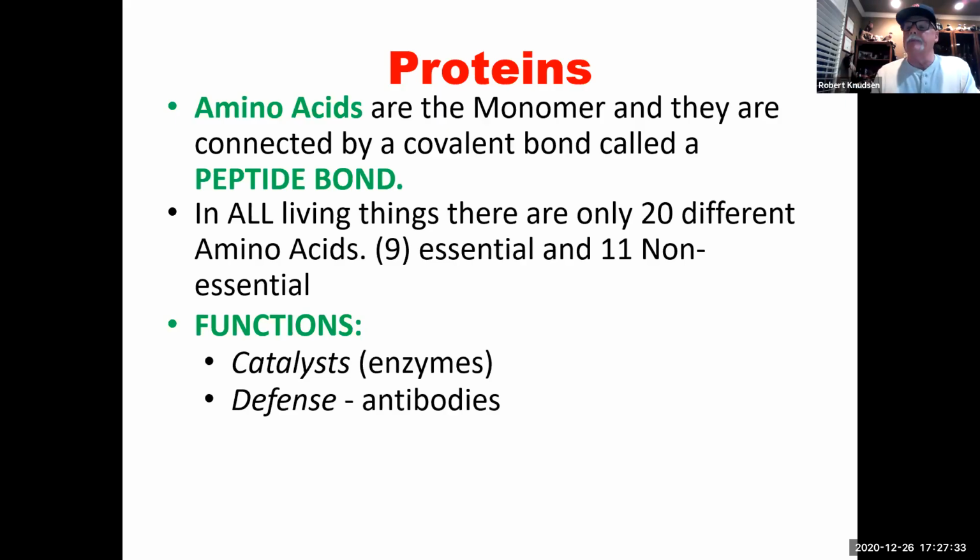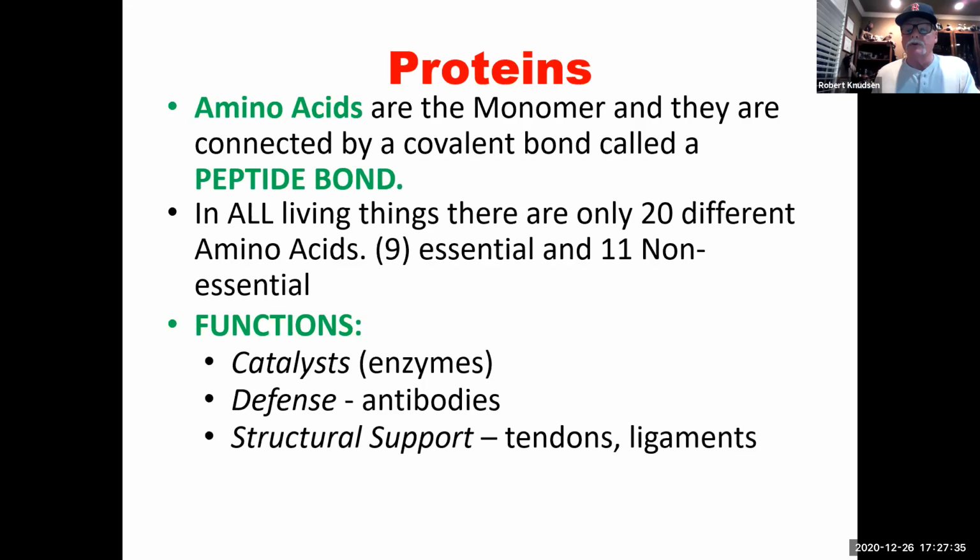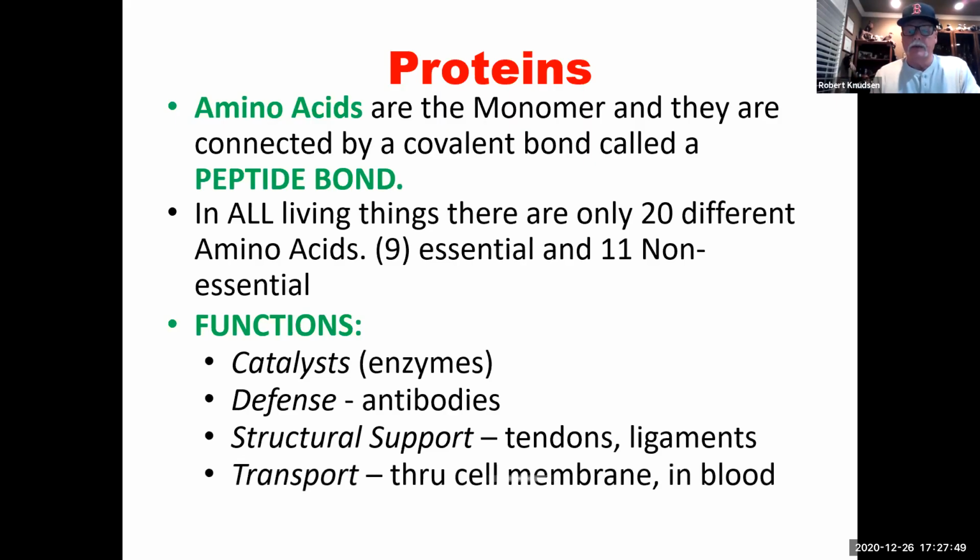You understand? Antibodies are proteins. Structural and support proteins: tendons, ligaments, fingernails, hair. I always go like this with hair, and then I realize, oops, hair. Okay? Those are all proteins. Those are called structural proteins. And then transport proteins. Huge when we start talking about the cell. When we talk about the cell, we have to get things into and out of the cell. And that requires a transport, usually a transport protein.